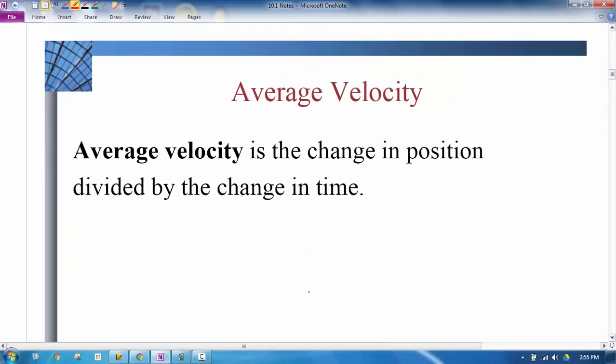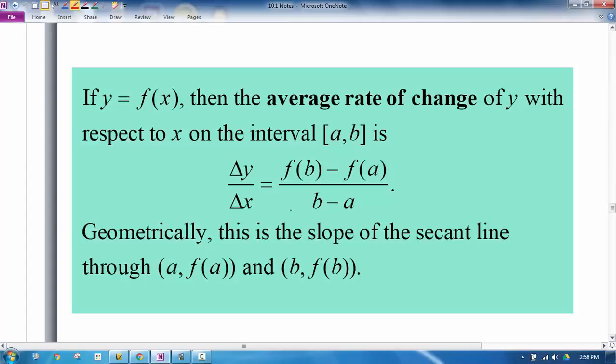So first off, average velocity is the change in position divided by the change in time. So on a graph, we will find average velocity, for example, and that's just going to be the total distance change divided by the total time between 2 points. So that's the average rate of change right here. It's just slope. It's just y2 minus y1 divided by x2 minus x1, which is the same exact thing that this is saying right here.